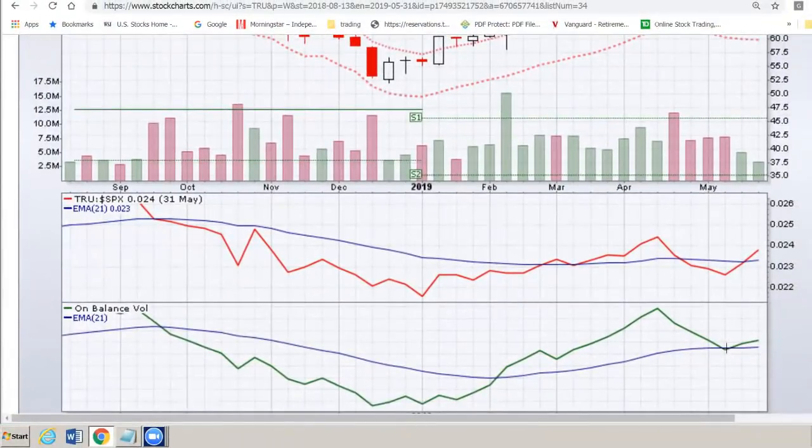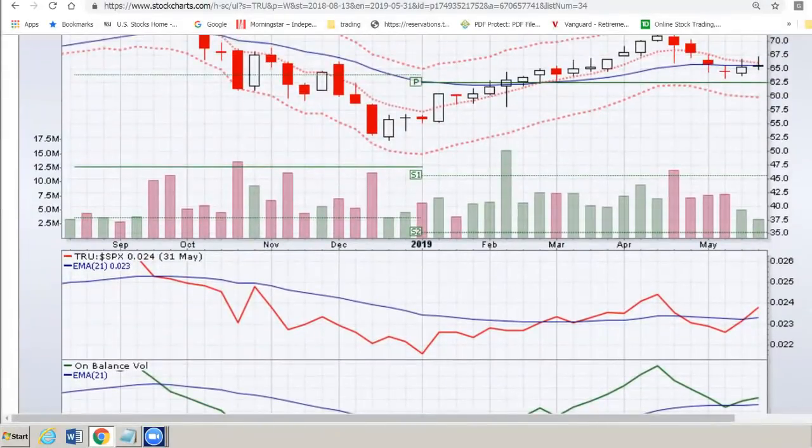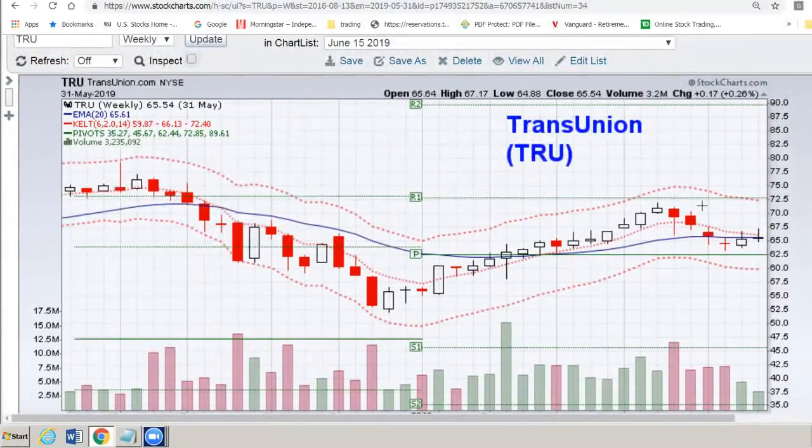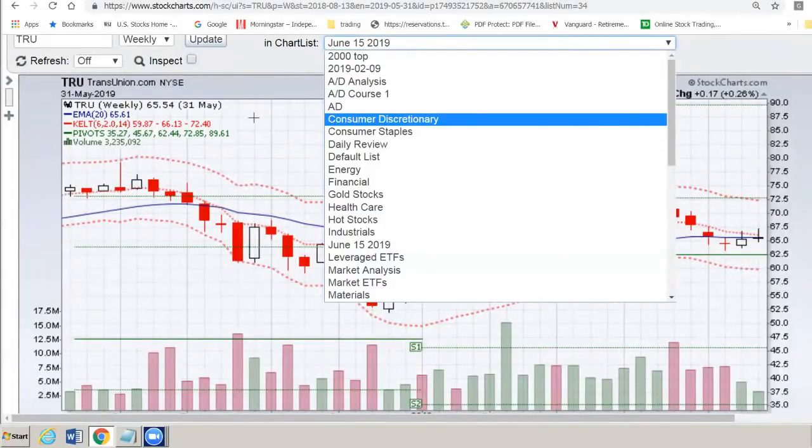The on-balance volume dropped briefly below its moving average when that doji was formed, but the next week it popped back up, so that was a bullish signal. So everything was pretty much in gear to buy TransUnion. We'd closed at 65.54.